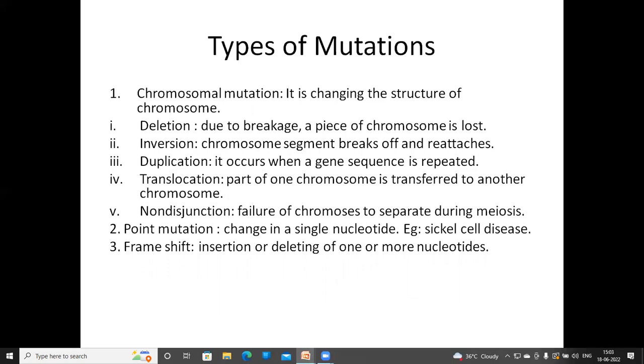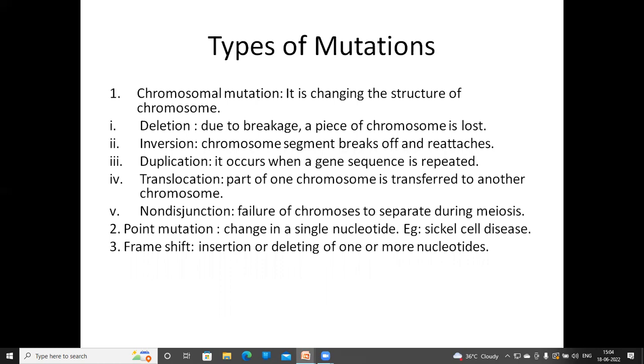Inversion. Inversion means sometimes the chromosome breaks and reattaches in reverse. That is called inversion. Duplication means the same gene sequence is repeated again. Next, translocation. One part of a chromosome is transferred to another, non-homologous chromosome. That is called translocation. By these four ways, chromosomal mutation may occur. And also non-disjunction. Non-disjunction means the chromosomes do not separate during the meiosis process. That is called non-disjunction.